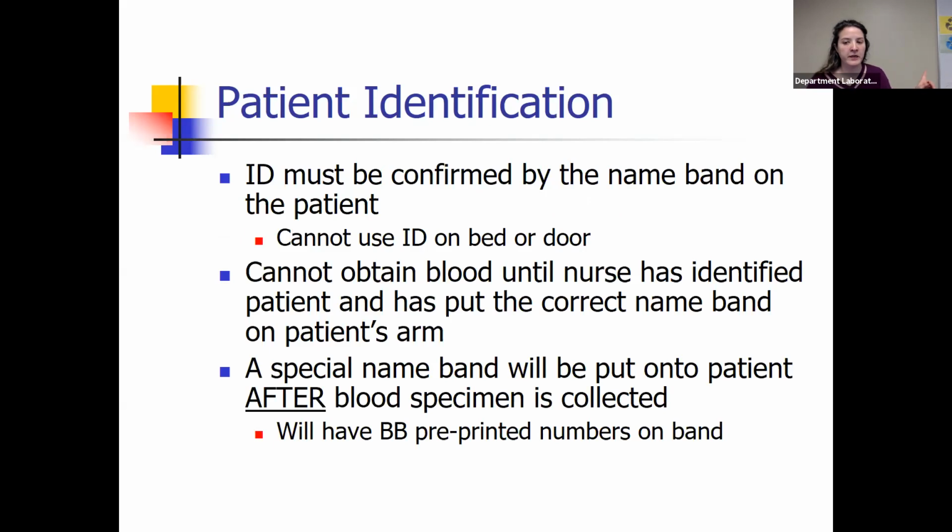And like I mentioned earlier, your ID must be confirmed by the name band on the patient, right? So if you're involved in the phlebotomy process and you're collecting a blood bank sample, then anytime you're doing the phlebotomy process, you want to confirm the identification on the armband. And if your patient is conscious, you can even ask them, what's your name and date of birth? And then that confirms your identity as well.